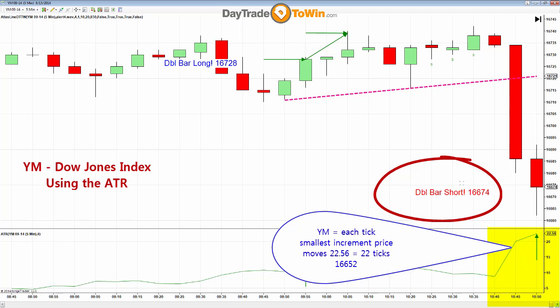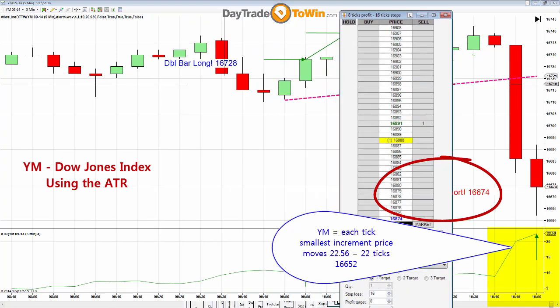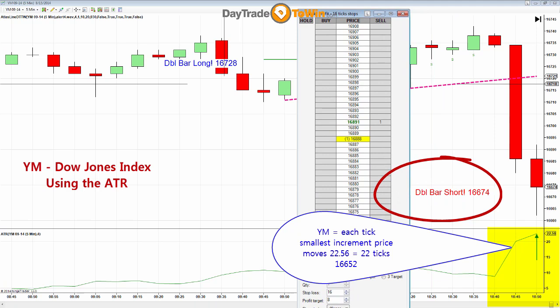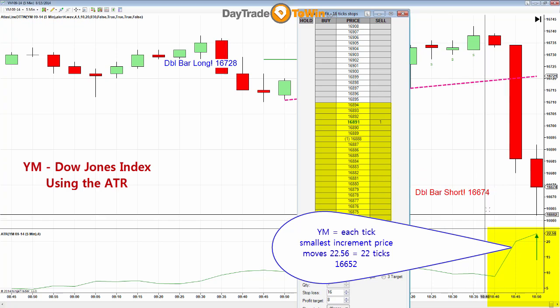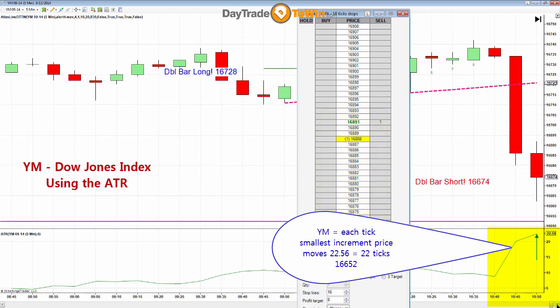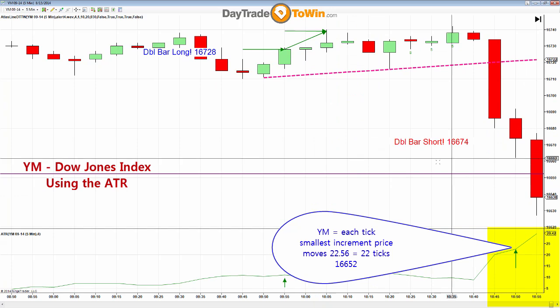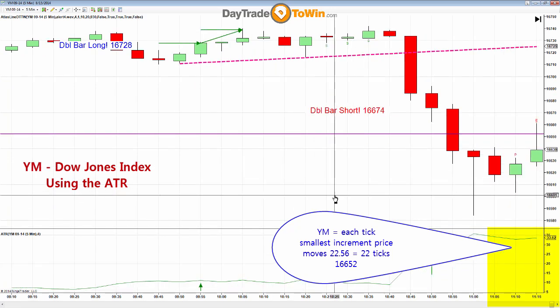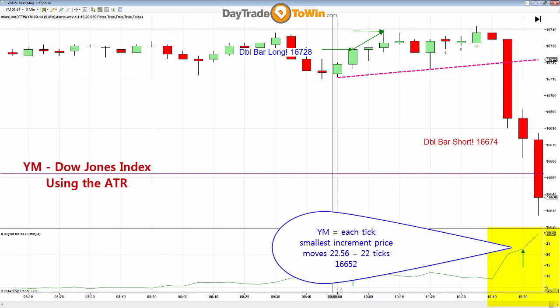So 16,674 plus 22 ticks would be the equivalent of this moving 22 increments down. So you're looking at a total of 74, 52. So at 52 is your profit target, because that is what the ATR has displayed. So as I go forward here in time, pretty simple, it hit the 22 ticks. That's on the YM, which is the Dow Jones.